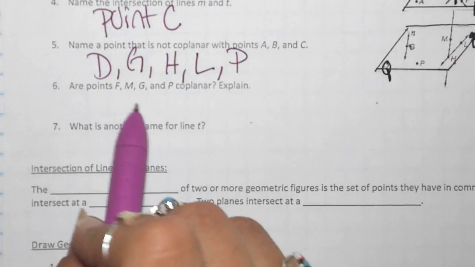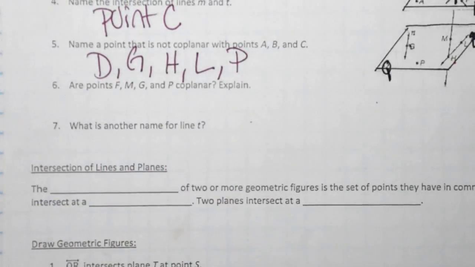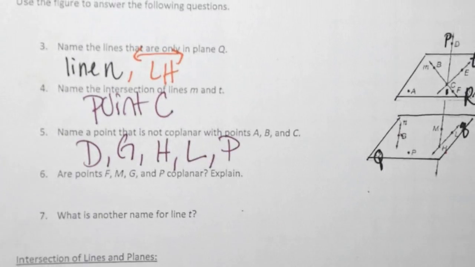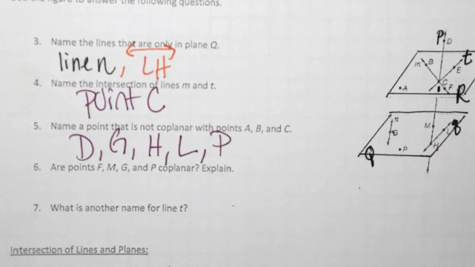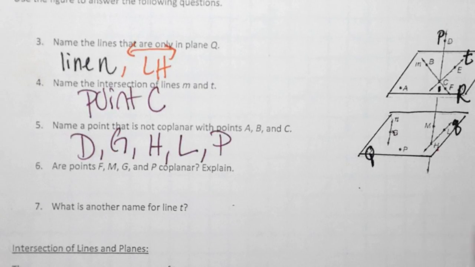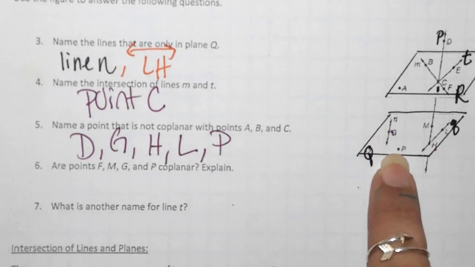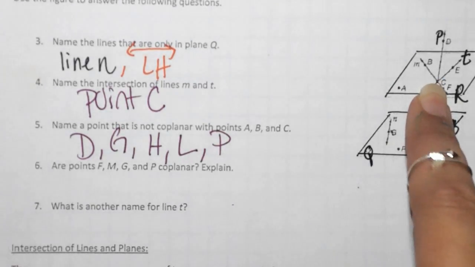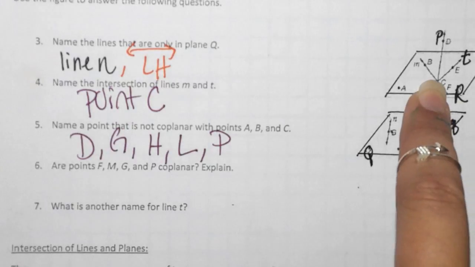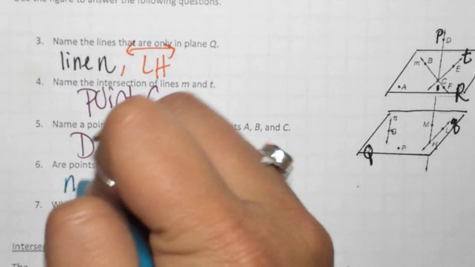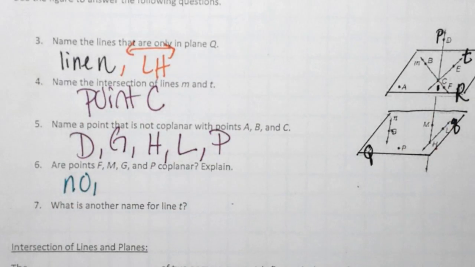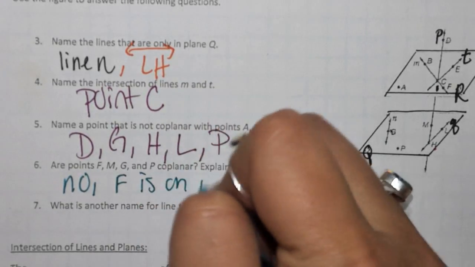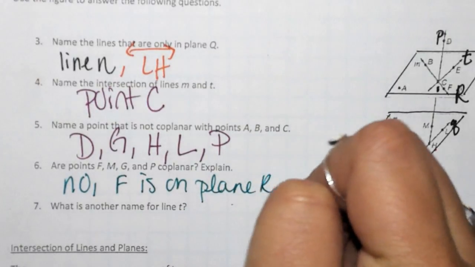Thank you, Blake. All right, are points F, M, G, and P coplanar? So find F, M, G, P. Are they coplanar? Yes or no? Here's M down here. Here's G and P. And where's F? It's on R. So are they coplanar? No, because they're not on the same plane. Which one is not on the same plane? F. F is on plane R.